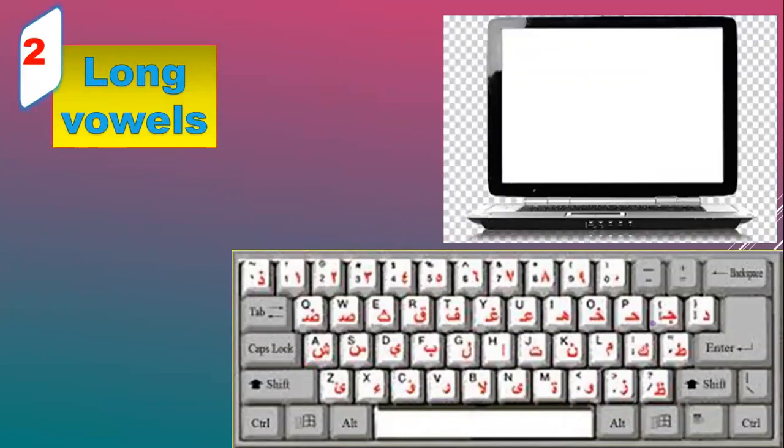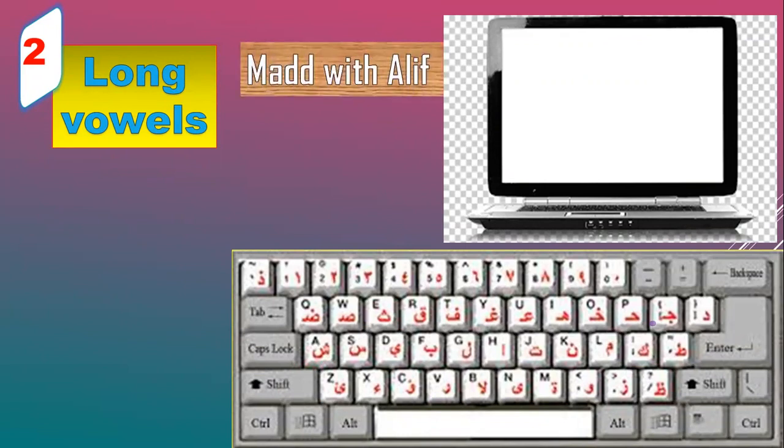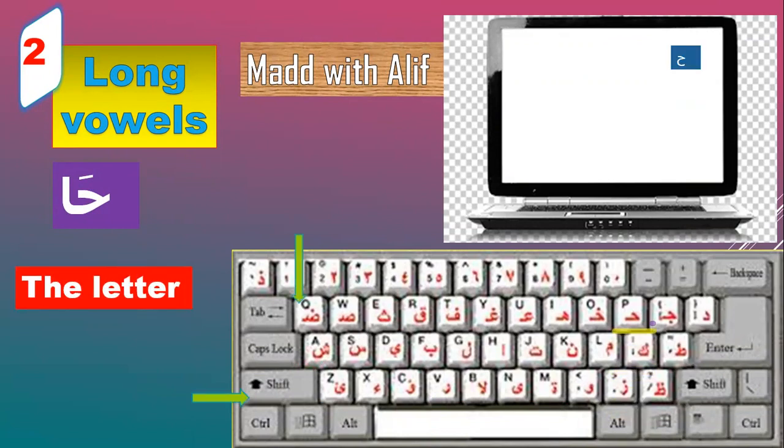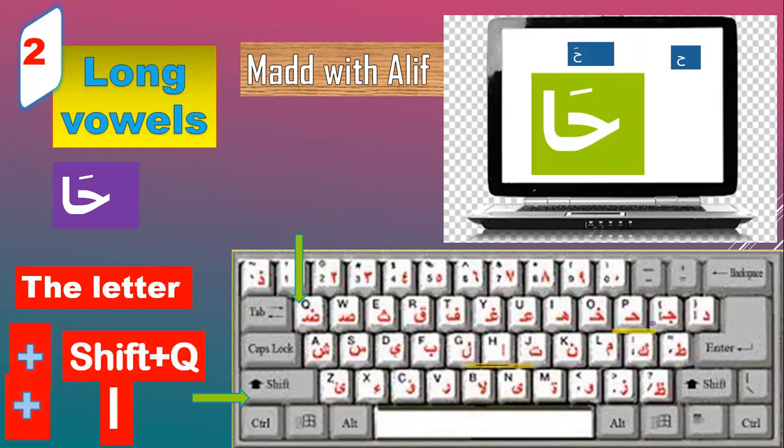Let's go to the second type of vowels, long vowels. Mad with alif. Example, ha. How to write ha? Click the letter, Shift Q, fatha, followed by mad with alif. Where is mad with alif? Yes, mad with alif. Ha.